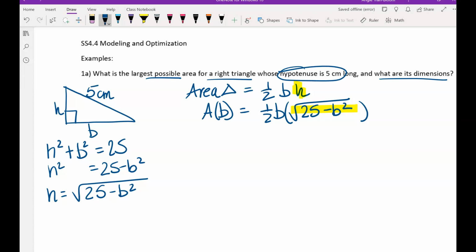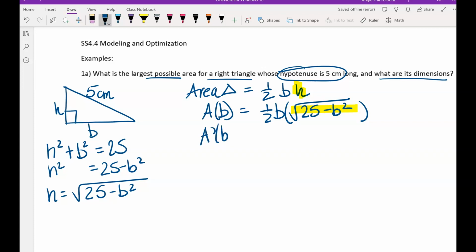Well, you guys have been studying how to find min and max since 4.1, and this is really what we're doing. We're going to try to find the absolute max. To do that, we are going to take the first derivative. Oops, that doesn't look very neat, so let me write it again.